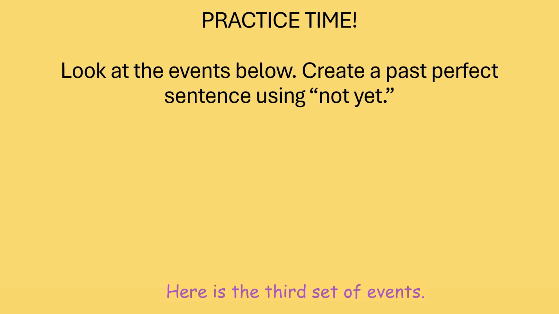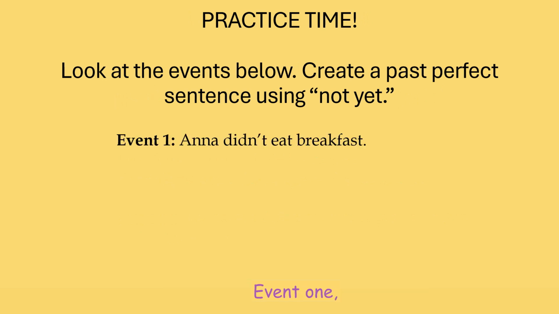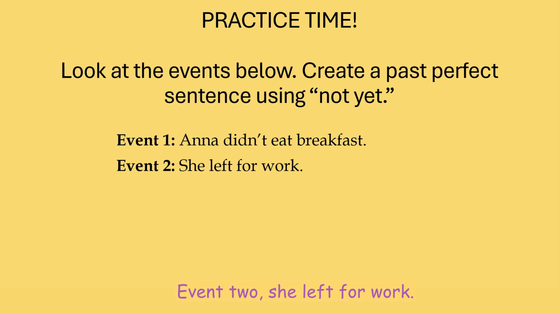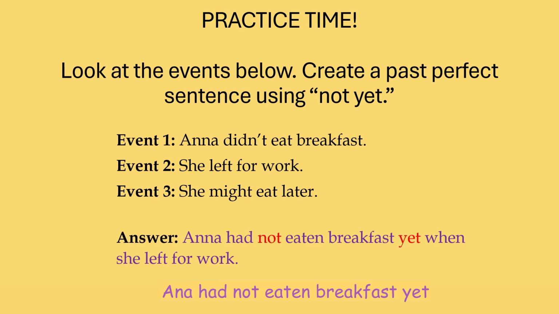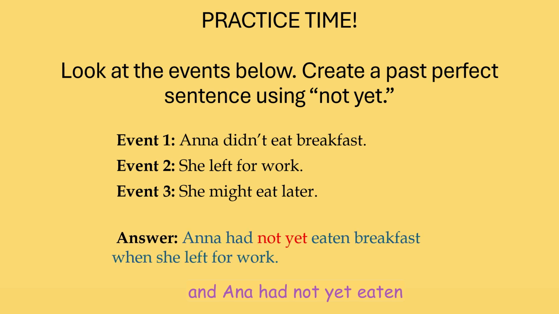Here's the third set of events. Event 1, Anna didn't eat breakfast. Event 2, she left for work. Event 3, she might eat later. Pause the video and write down your 2 versions of the answer. And the 2 versions of the answer are, Anna had not eaten breakfast yet when she left for work, and Anna had not yet eaten breakfast when she left for work.